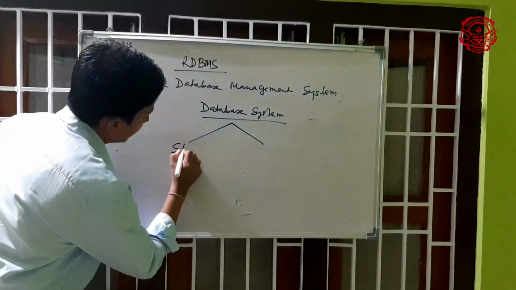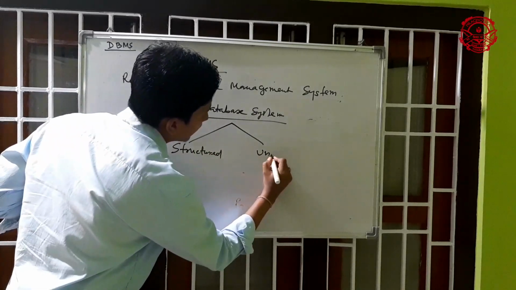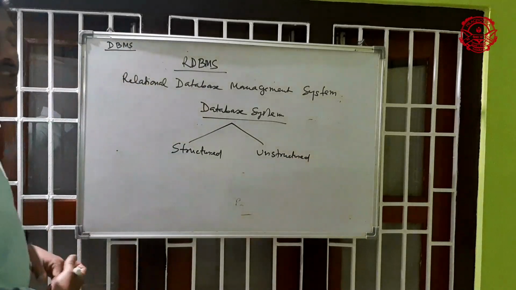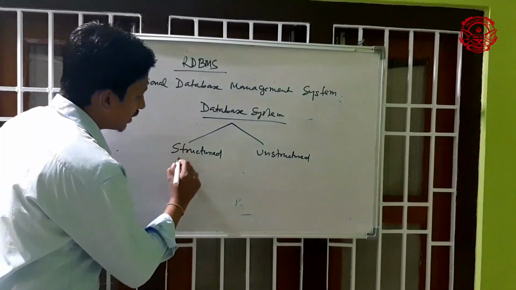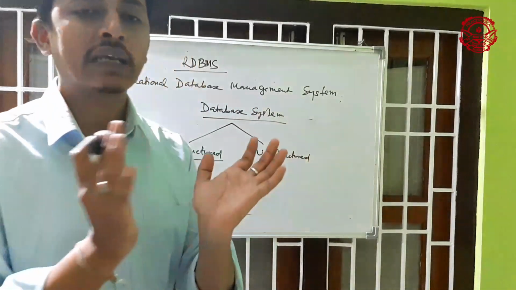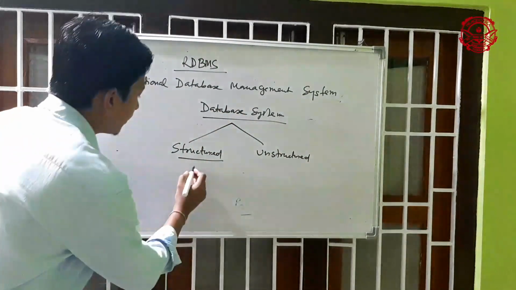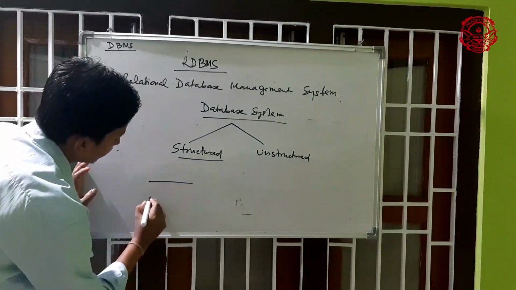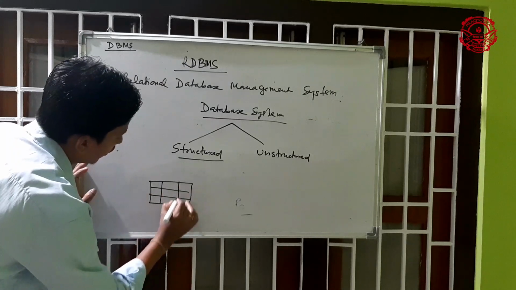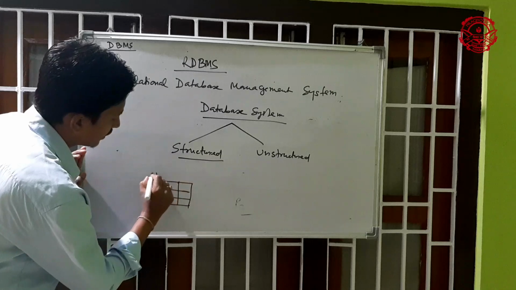One is structured database, and one is unstructured. Okay? Structured means what? Structured means the whole table is in the table-wise or table form. It is totally structured. For example, tables. So tables are what? Collection of rows and columns. This is called structured, means tables.